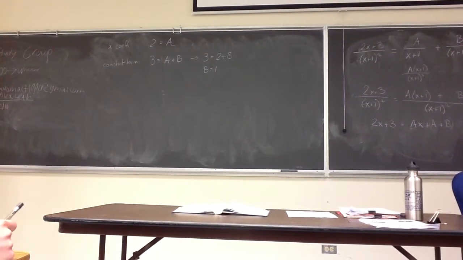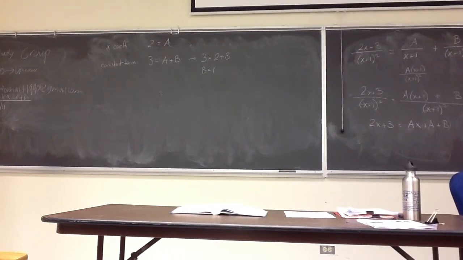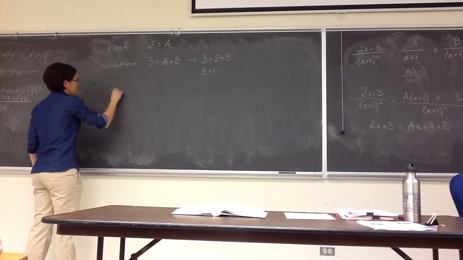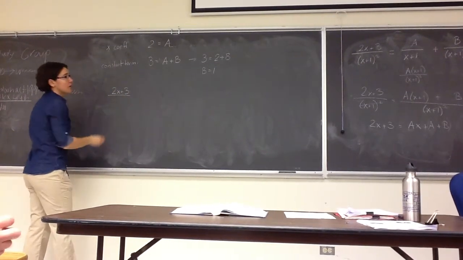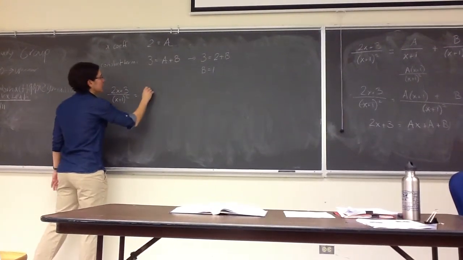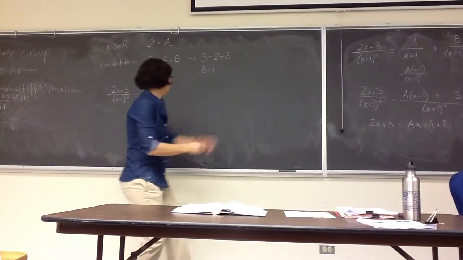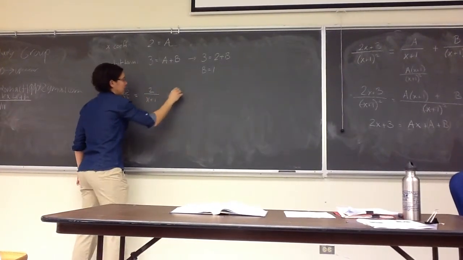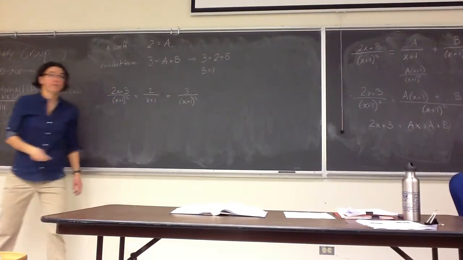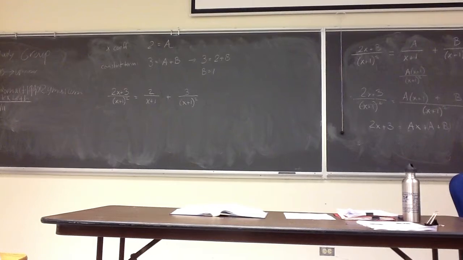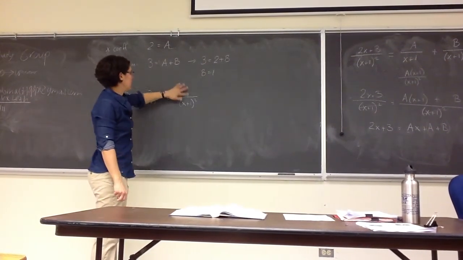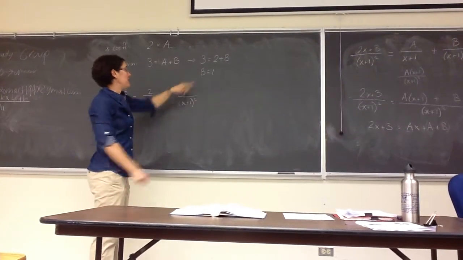Okay, any questions about that so far? Okay, so at this point we can now write out a fraction. We know that 2x plus 3 over x plus 1 squared is equal to 2 over x plus 1 plus 3 over x plus 1 squared. Isn't it 1? Yeah, that's not a 3 at all. I looked at the b and it looked like a 3, and so I wrote down a 3. So, okay, that should be b, which is 1. Thank you.